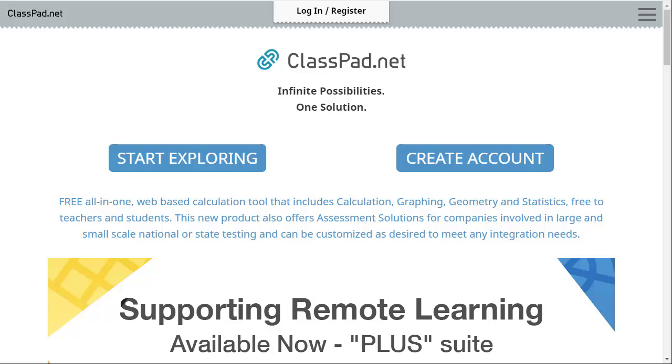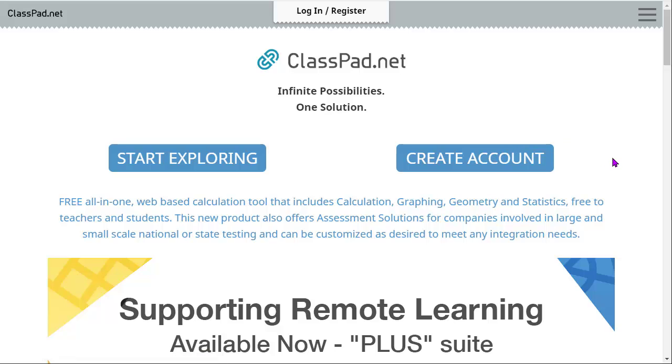Hi there. So today we are going to be looking at just one activity, just a brief overview of it. It's about a pendulum swinging and looking at the curve of its motion, which is a sine curve. And so I'm using Classpad.net, which is a free web-based software.